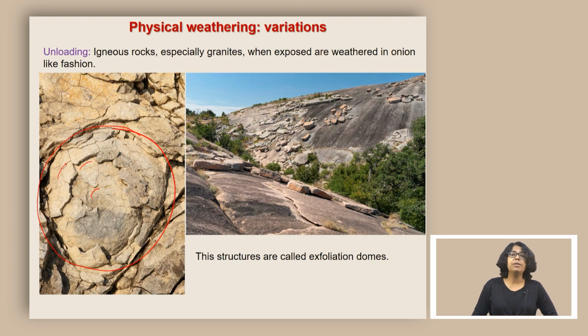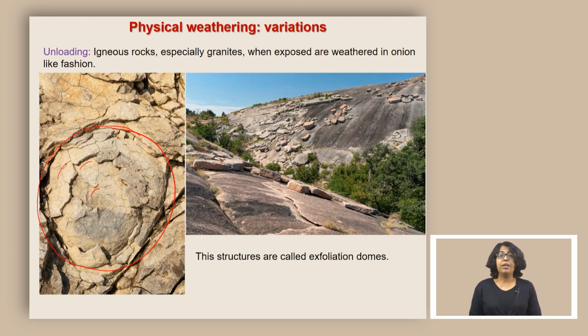Now, this happens because of unloading. If some rocks were formed deeper underneath the earth where the pressure was very high, once you expose them to the surface, they tend to expand in volume, but this volume expansion is not equal at different layers, and therefore there are gaps between the layers through which the weathering takes place, and you see removal of materials in different parts.